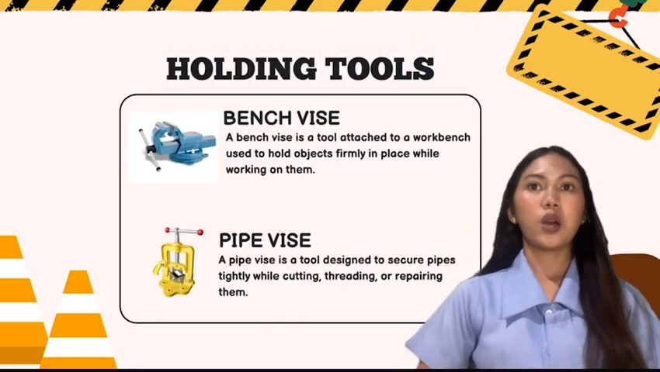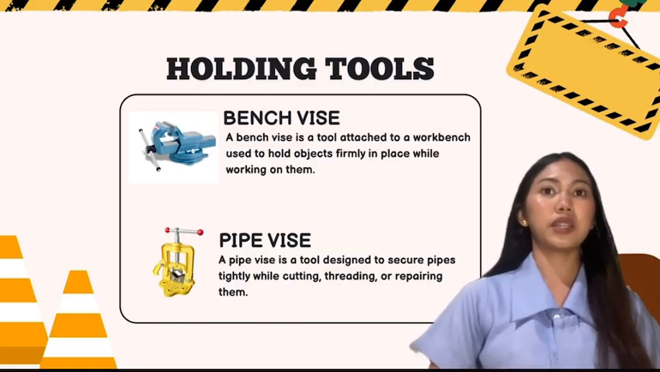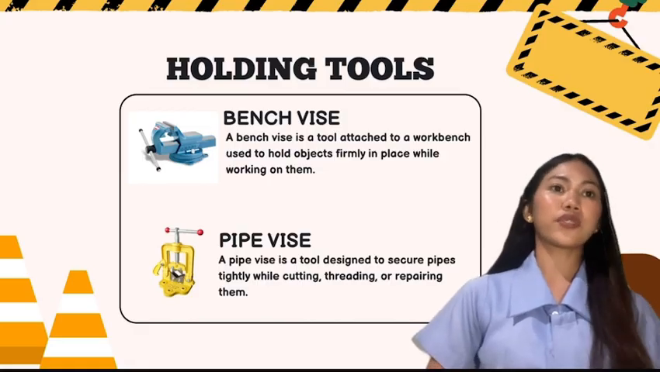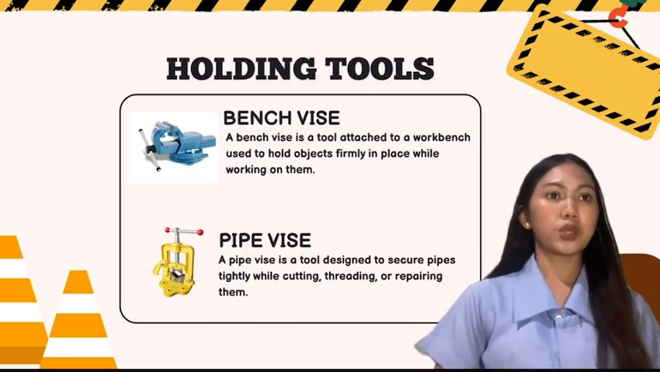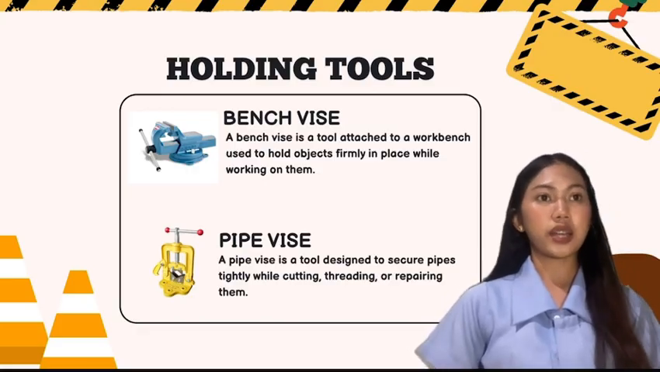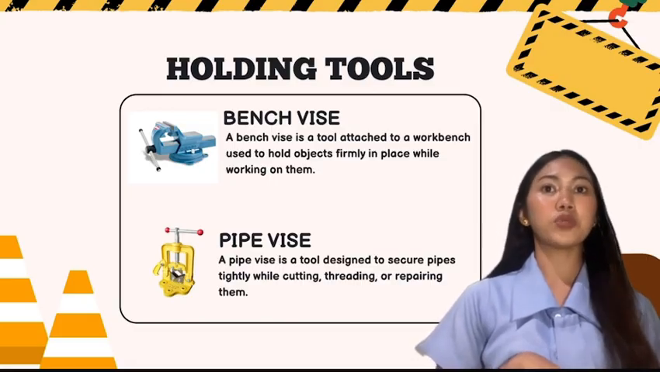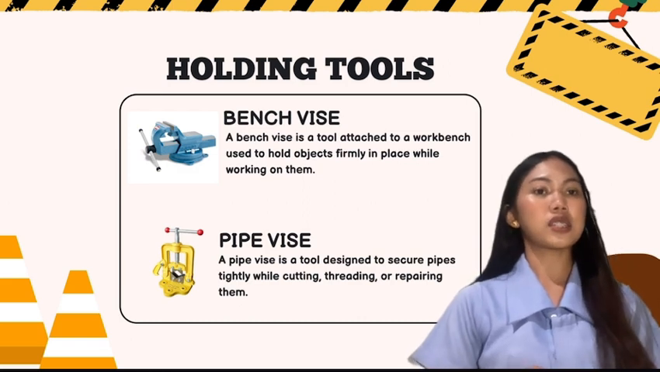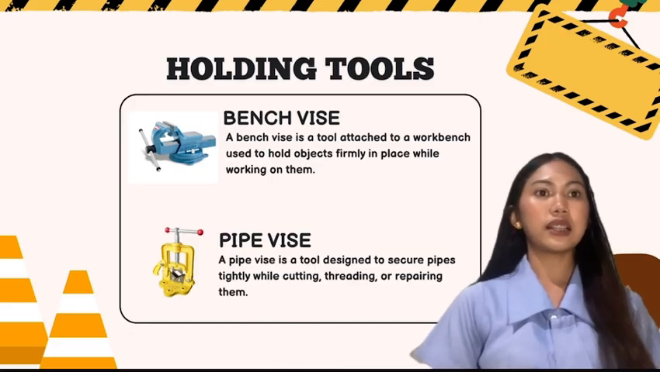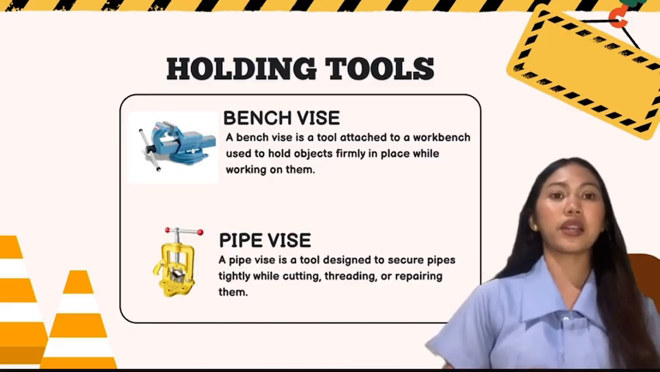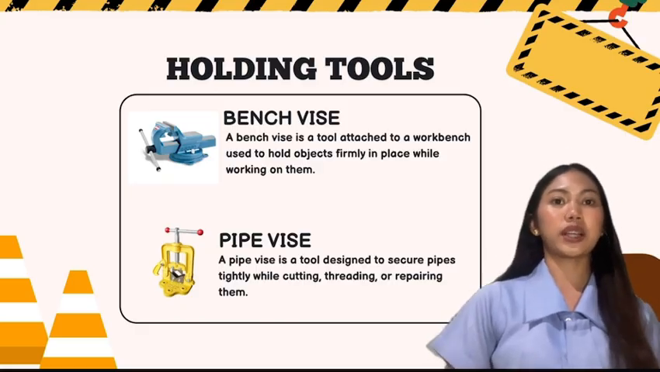First is holding tools. Holding tools are used to secure or hold materials firmly while working on them. The first example is the bench vise. A bench vise is a tool attached to a workbench used to hold objects firmly in place while working on them. The second is the pipe vise. A pipe vise is a tool designed to secure pipes tightly while cutting, threading, or repairing them. It is specially designed to hold pipes during cutting or repair.